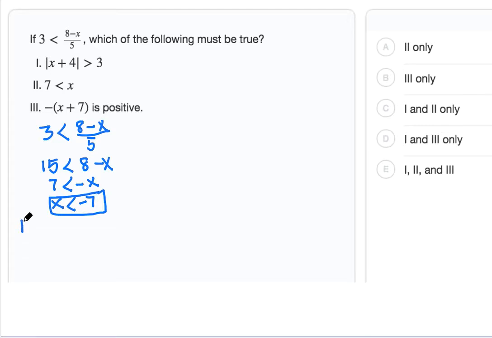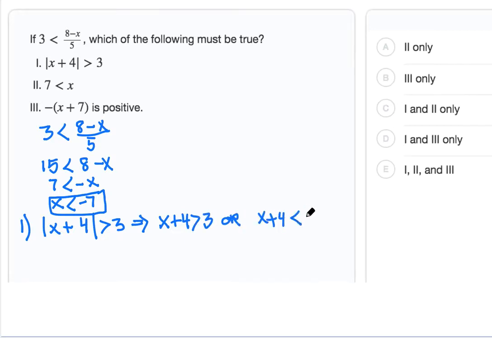So let's start with Roman numeral 1. We've got the absolute value of x plus 4 is greater than 3. That absolute value inequality is equivalent to an or statement because it's a greater than. So that's equivalent to x plus 4 is greater than 3 or x plus 4 is less than -3. Simplifying those two inequalities, we'll get x is bigger than -1 or x is less than -7. Notice the second part of the or statement matches our given exactly, which means we can safely say that statement 1 has to be true.